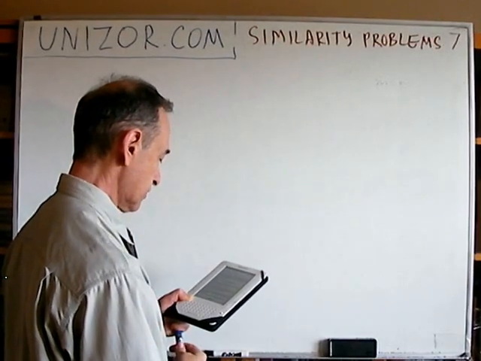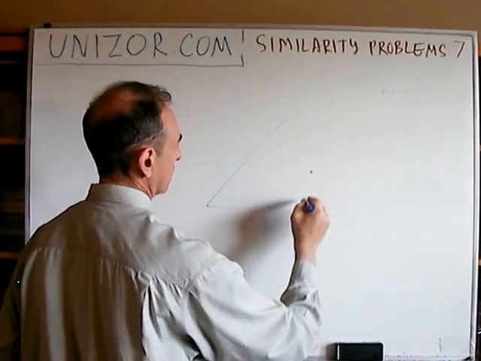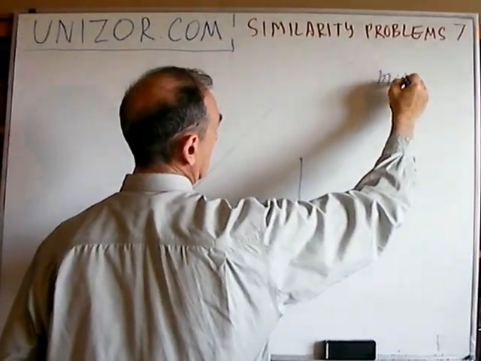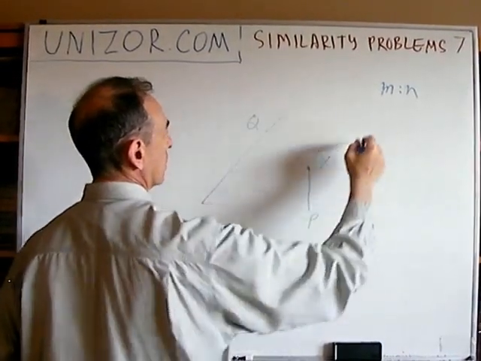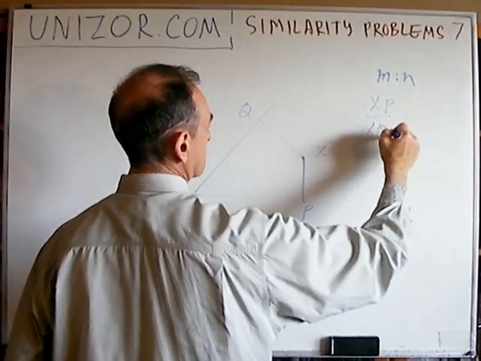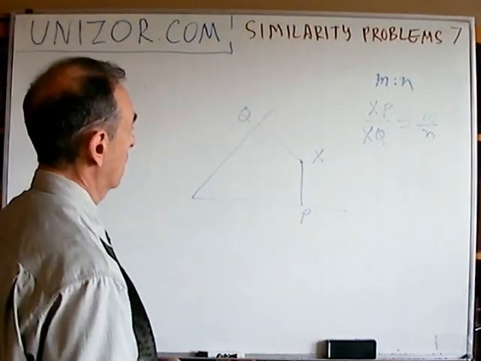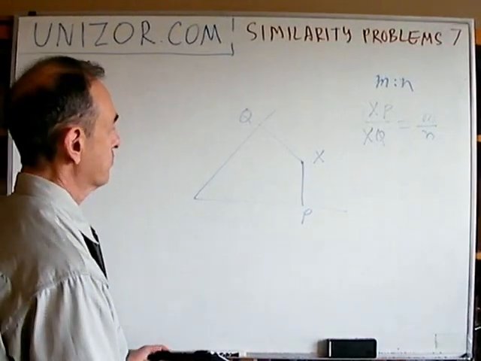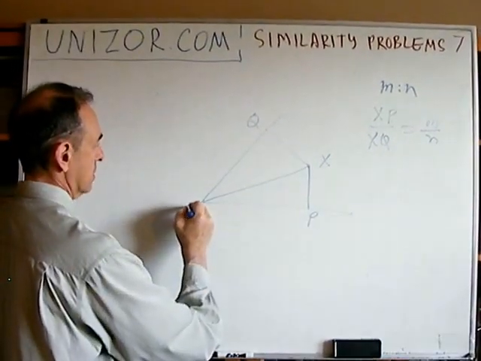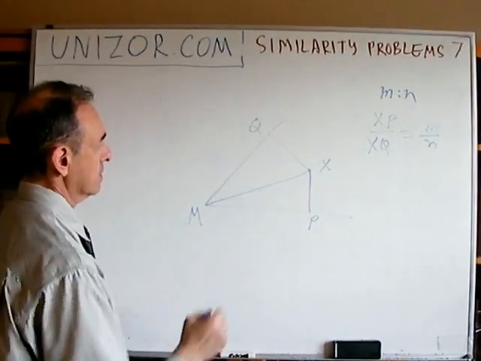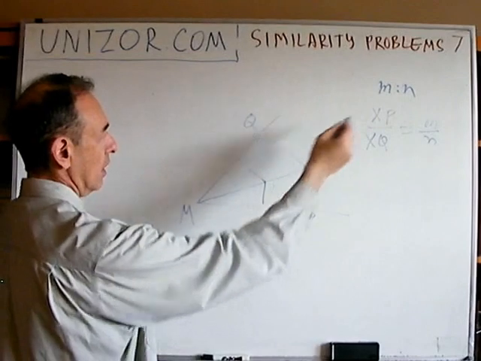Points with a given ratio of the distances from the legs of a given acute angle. Alright, so you have an acute angle, and you have a point which has this ratio of the distances. So this is point X, this is P and Q, so XP over XQ is equal to M over N. Now, first of all, let's prove a relatively simple fact: if you connect X with the vertex of this angle, then any point on this ray would also have the same ratio of the distances.